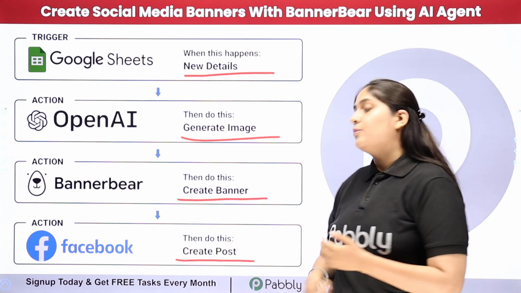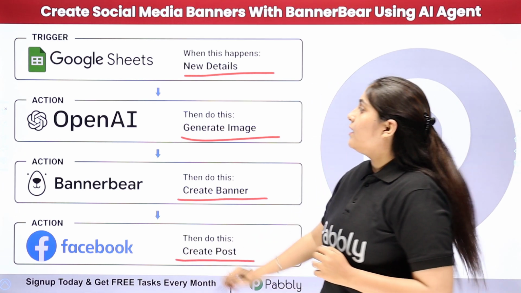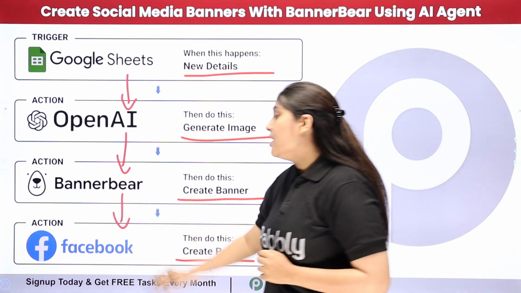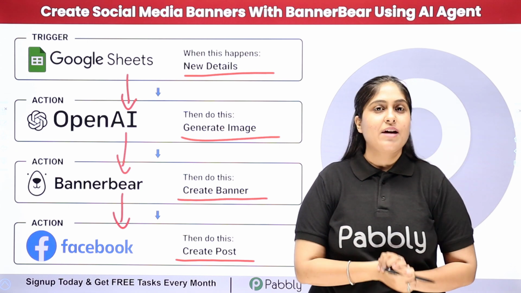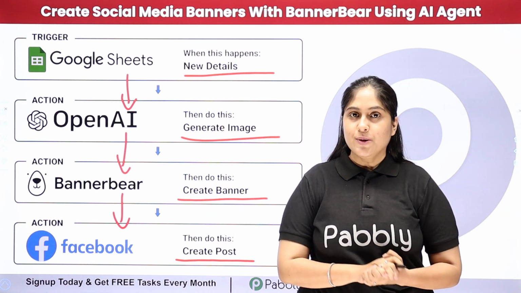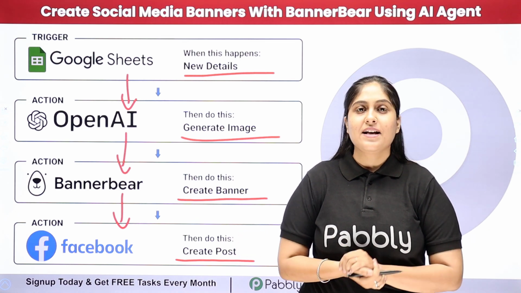So now here to automate the entire process, I need to connect my Google Sheets with my OpenAI account, Bannerbear account and Facebook account using an automation software named as Pabbly Connect. So now here to see the working of this automation and to learn this process step by step, let me all take you to my screen.